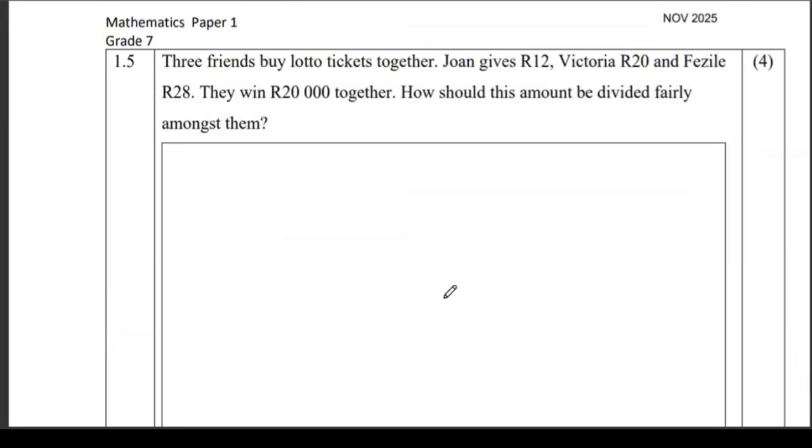1.5 is telling us that 3 friends buy lotto tickets together. John gives 12 rand, Victoria 20 rand, and Fazili 28 rand. They win 20,000 altogether. How should this amount be divided fairly amongst them? The only way for the division to be fair is according to the ratio of what everyone contributed. So I have 12 rand, 20 rand, 28 rand.